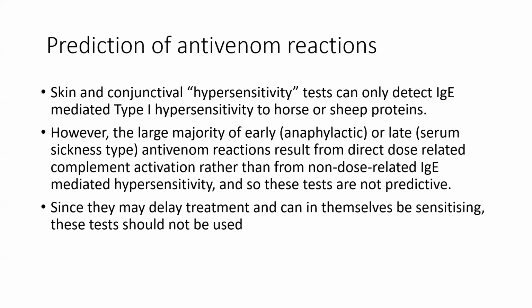Now, prediction of antivenom reaction. Skin and conjunctival hypersensitivity test can detect Ig-mediated type 1 hypersensitivity to horse and sheep protein. However, large majority of early or late antivenom reaction result from direct dose-related complement activation rather than non-dose related Ig-mediated hypersensitivity. So these tests are not predictive. Since they may delay treatment and can themselves be sensitizing, these tests should not be used.